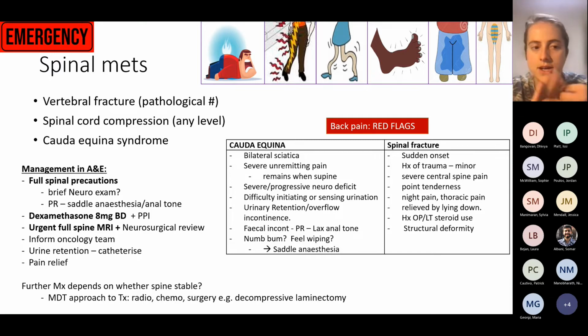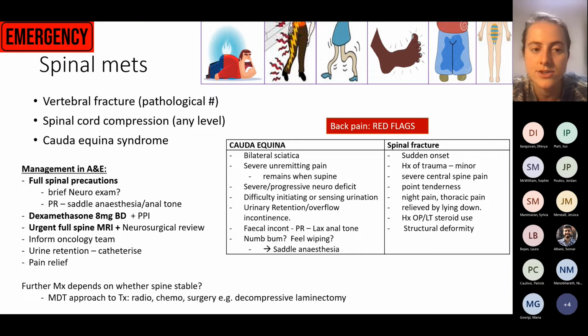So like getting someone on bed rest, not moving until they've got clearance from the neurosurgical team after having had their full spine MRI. If they're in urine retention, you would catheterize them. If they're in pain, you would give them pain relief, which I did not offer in my OSCE and felt very silly after.